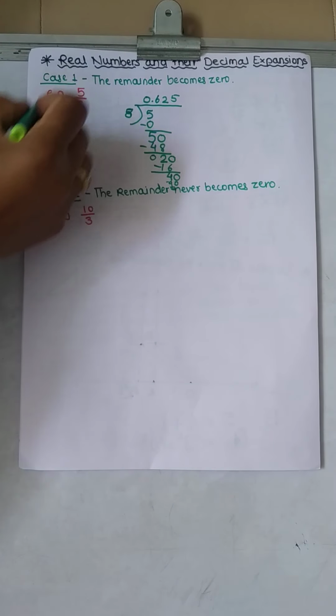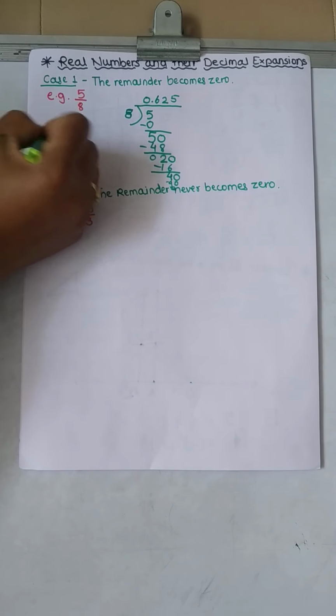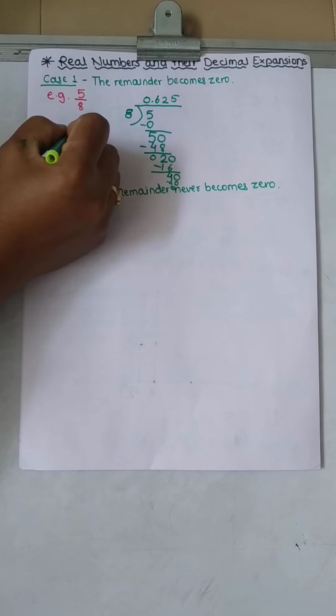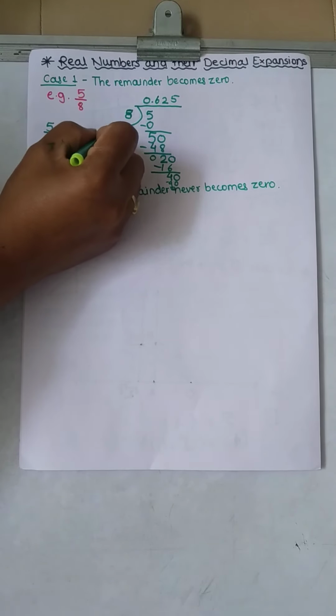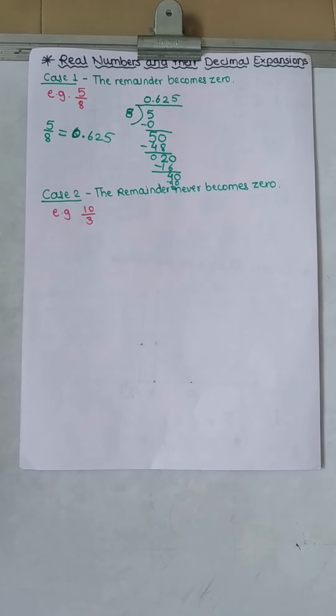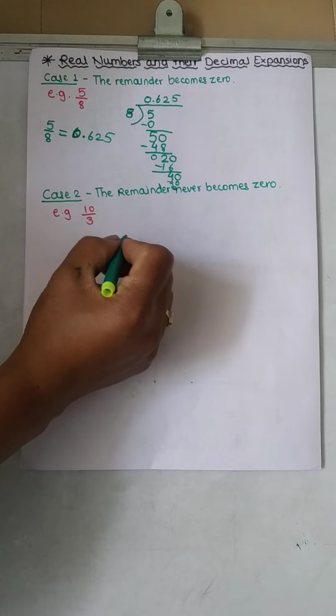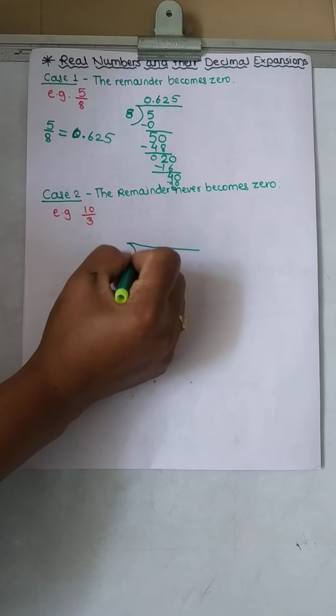So what will we write for this 5 by 8? What is the decimal expansion for 5 by 8? 0.625 is the decimal expansion. Similarly, we will see a case where the remainder never becomes 0.